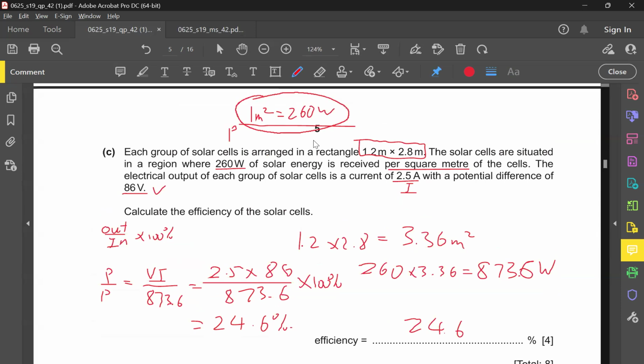I explain again. You need to understand that 1 meter square is 260 watts based on this information, right? But one solar cell is not just 1 meter square, it's this amount, right? So I'm going to find out how much power this amount will get, which I just multiply. This is the power I get per solar cell, right? And then each solar cell has an output of VI, which is power, right? P equals VI. So I just multiply these two, and divide by the input, then multiply by 100%, now I'll get my answer.